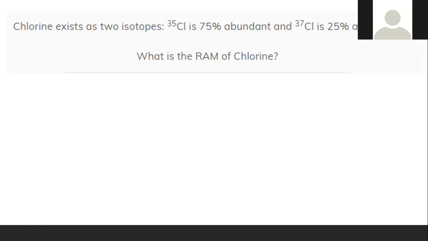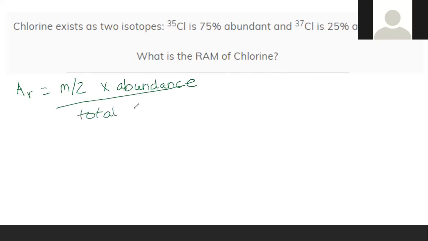Well, we want to recall that equation from before. So obviously, our equation from before to work out relative atomic mass, our Ar, is Ar equals mass-to-charge ratio times abundance, over total abundance.